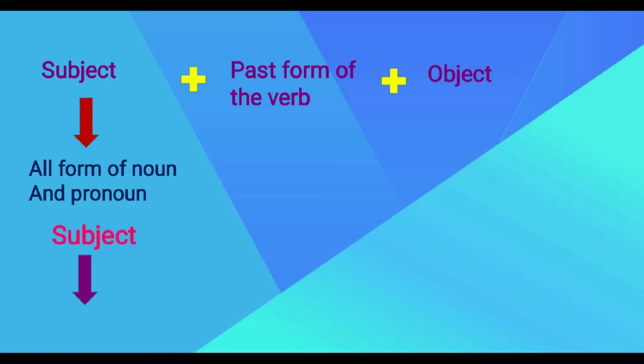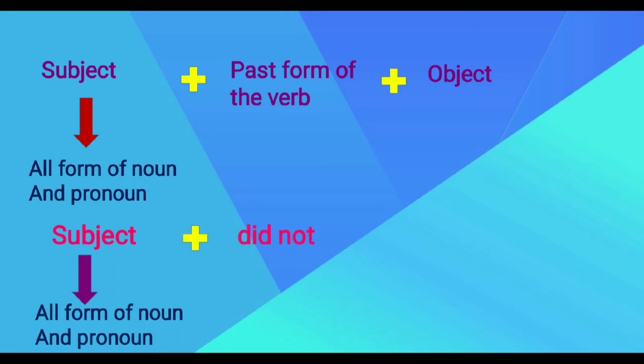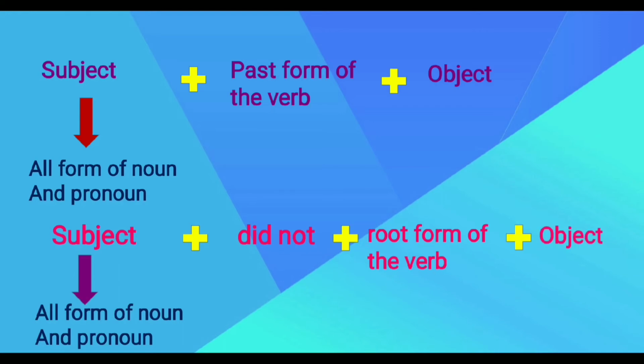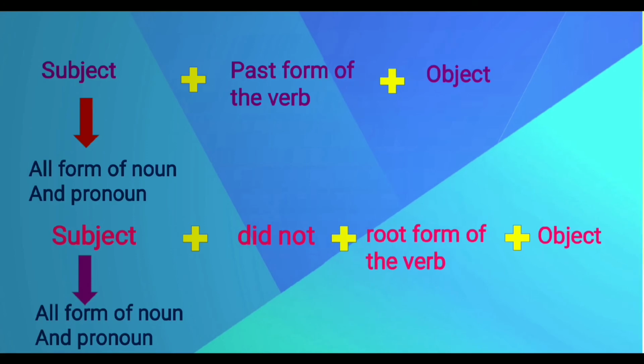Subject, all forms of noun and pronoun. Then we use did not, and then we use the root form of the verb, not the past form, because did already represents the action done in the past. So we write here the root form of the verb and then we write the object. Understand? So let's see an example of this rule to get a better understanding.